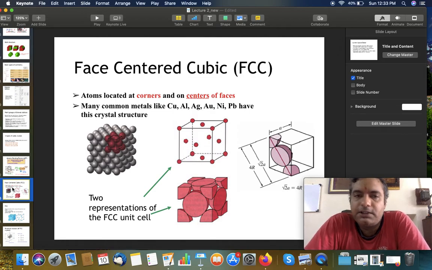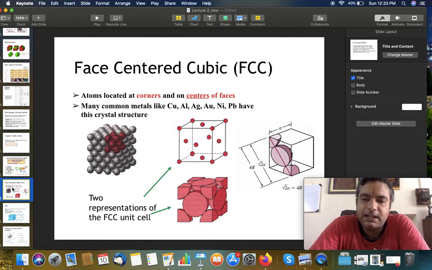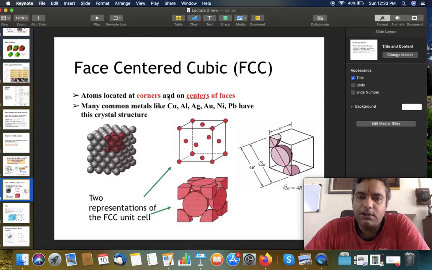Let's then go back to the three structures: FCC, BCC, and HCP. What is a face-centered cubic? The face-centered cubic, as the name indicates, has an atom at the center of each face. This is very simple. Atoms are located at the corners and on the center of the face.